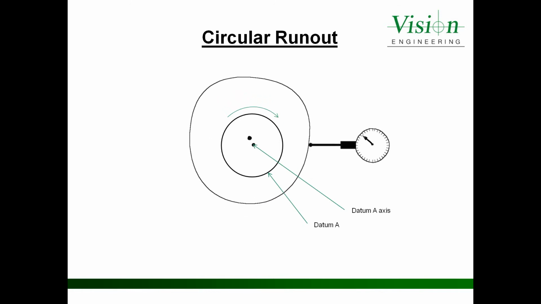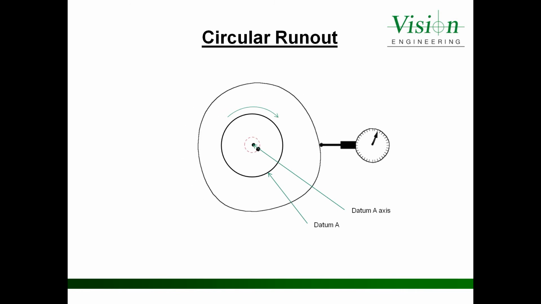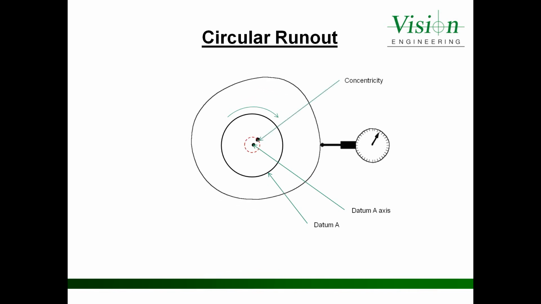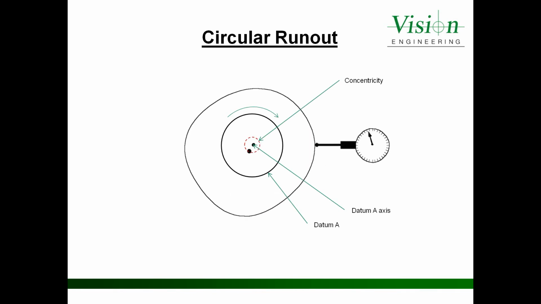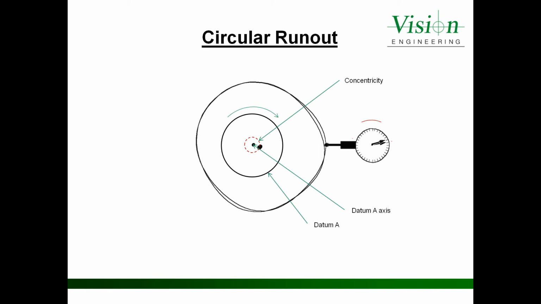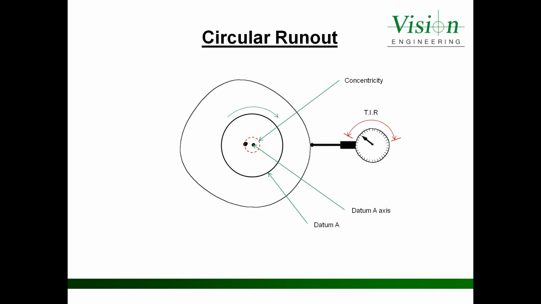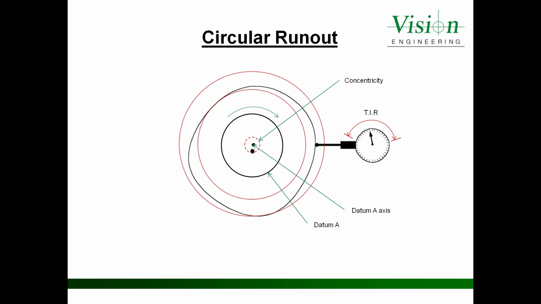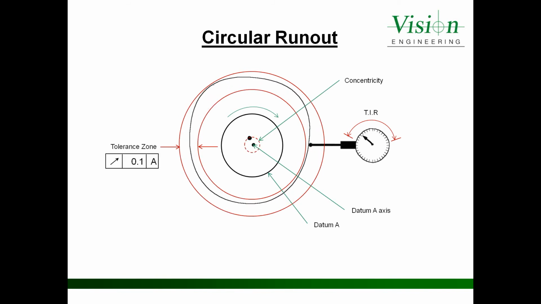As our part rotates about our datum A axis, you'll notice our concentricity diameter from our previous illustration. Circular runout can be viewed as a combination of concentricity and roundness. Our total indicator reading is our measured circular runout value. Providing that this reading does not go outside of our tolerance zone of 0.1 millimeters to datum A, the circular runout is within tolerance. Outside of this zone, our circular runout will be considered out of tolerance.